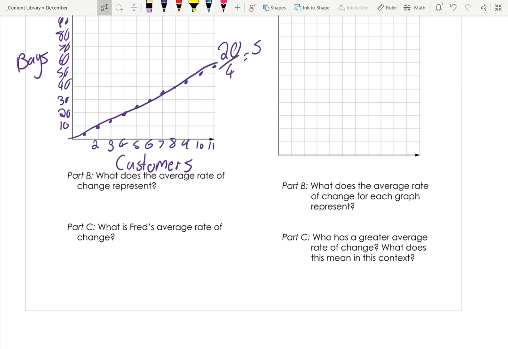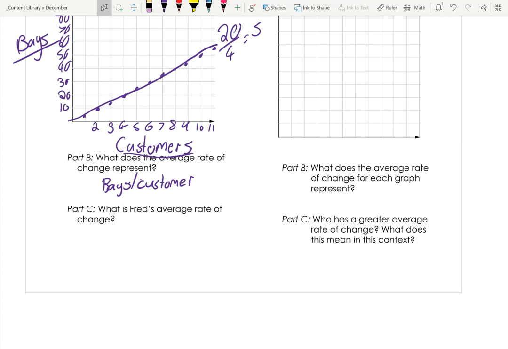What does the average rate of change represent? So the average rate of change represents bags per customer. We've mentioned this already. That's how I knew to establish bags as the y-axis and customers as the x-axis. What is Fred's average rate of change? If he gives 20 bags per 4 customers, then this is going to equate to 5 bags per customer. So 5 bags per 1 customer, right? Per customer.